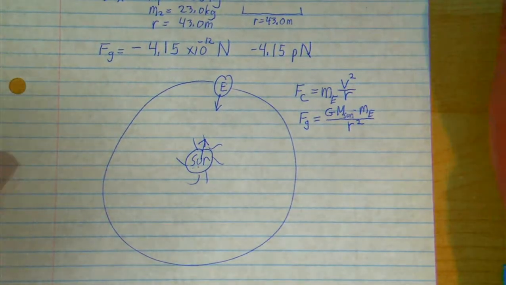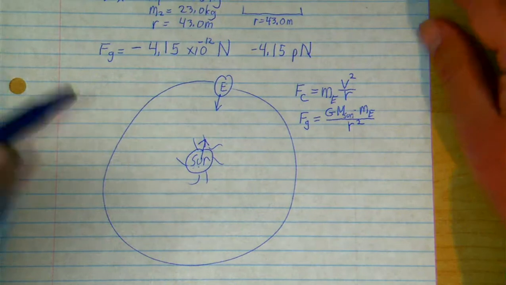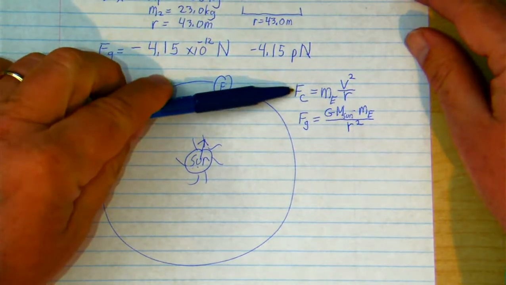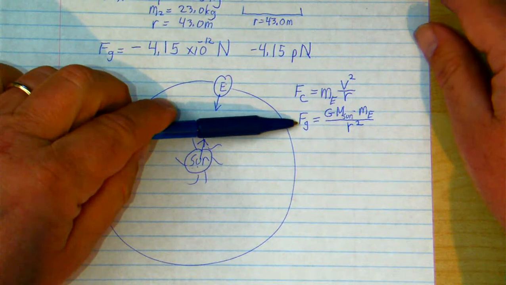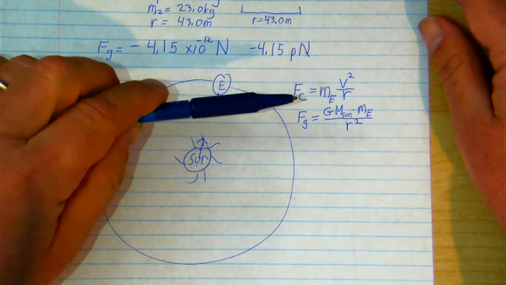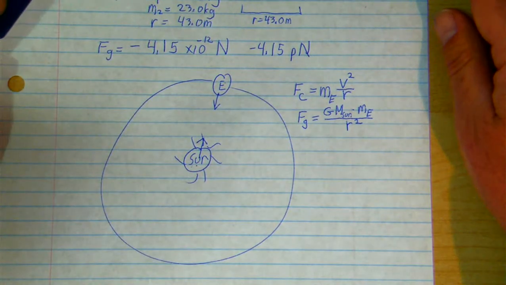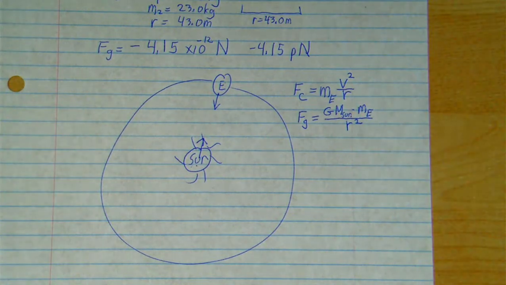These are two separate formulas. Centripetal force, Newton's law of universal gravitation. Which one is the stronger of the two? Ponder that one.